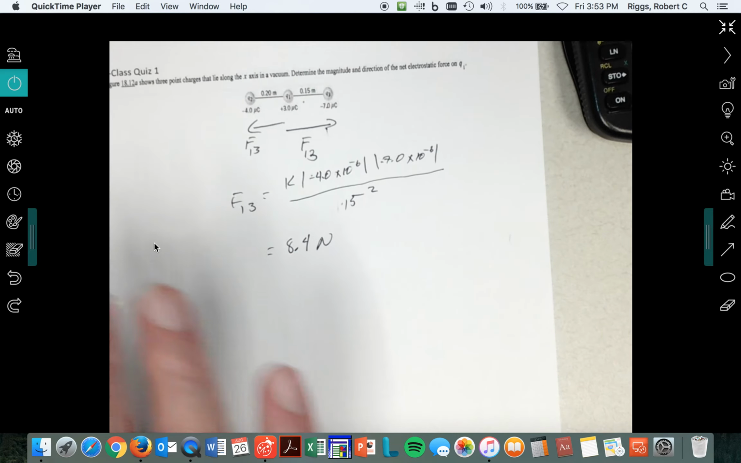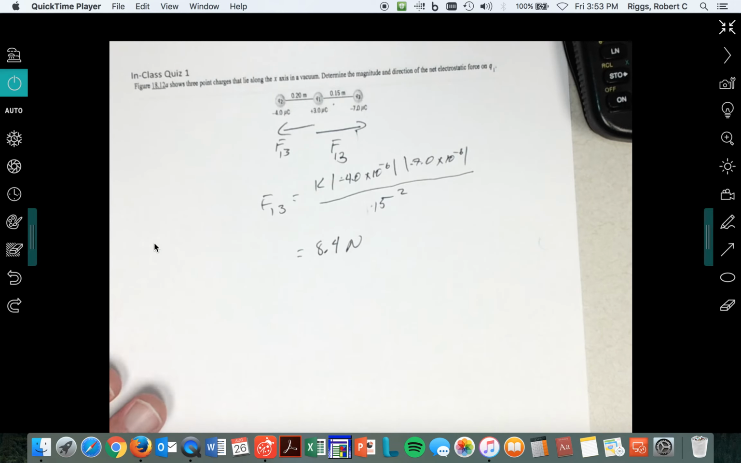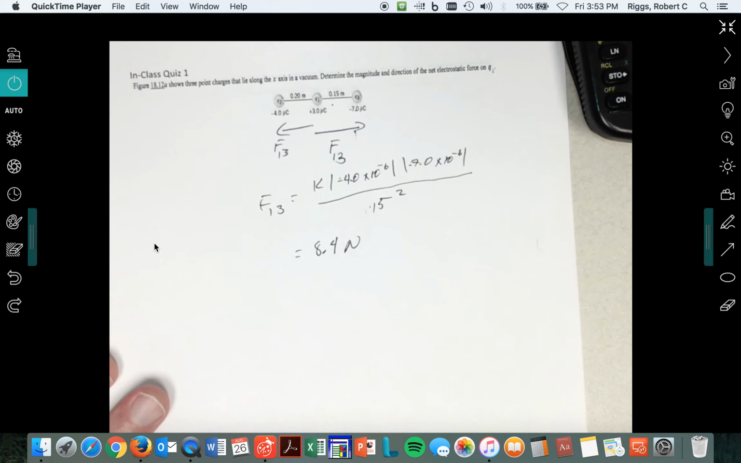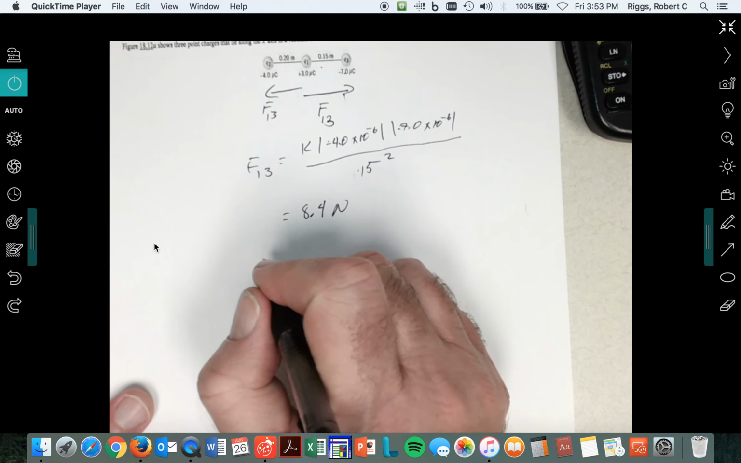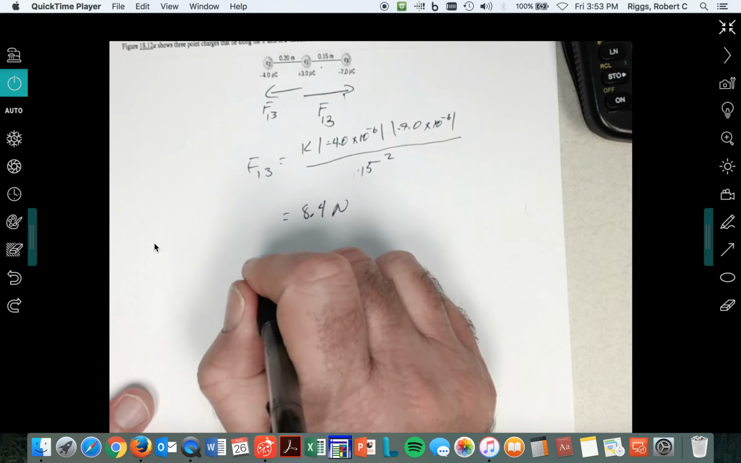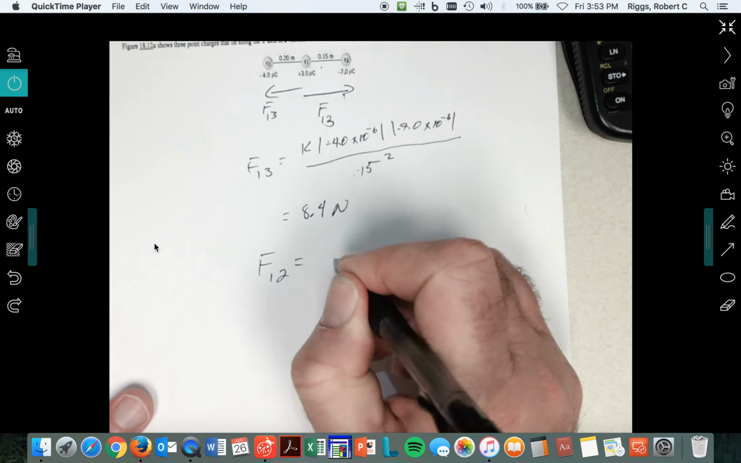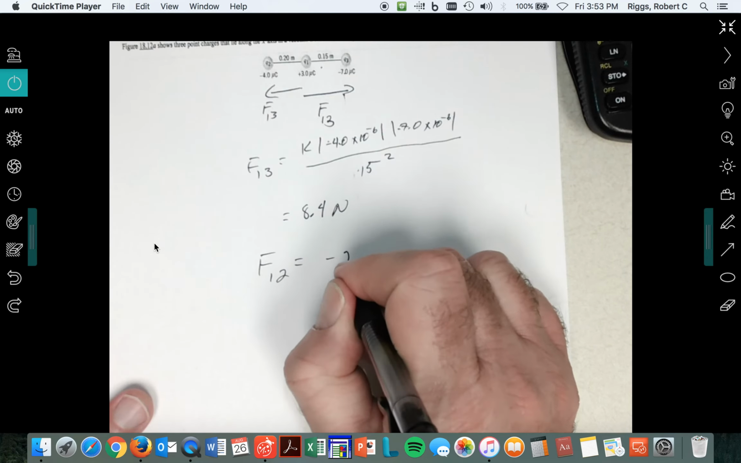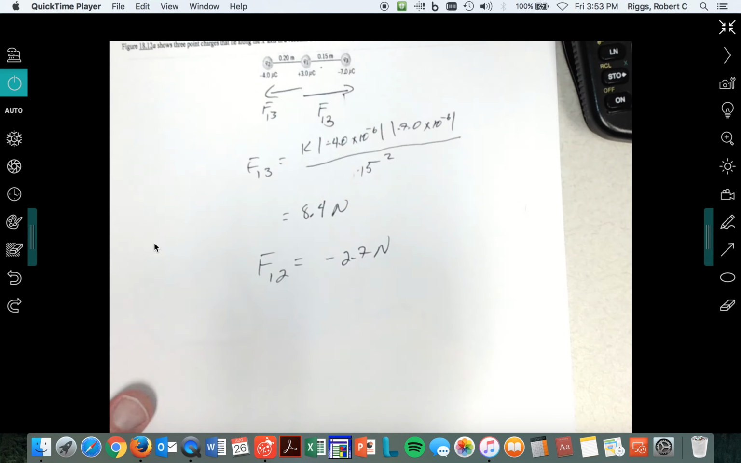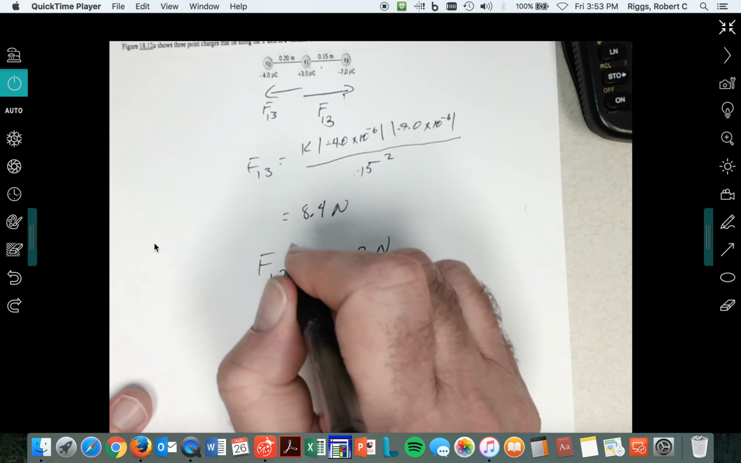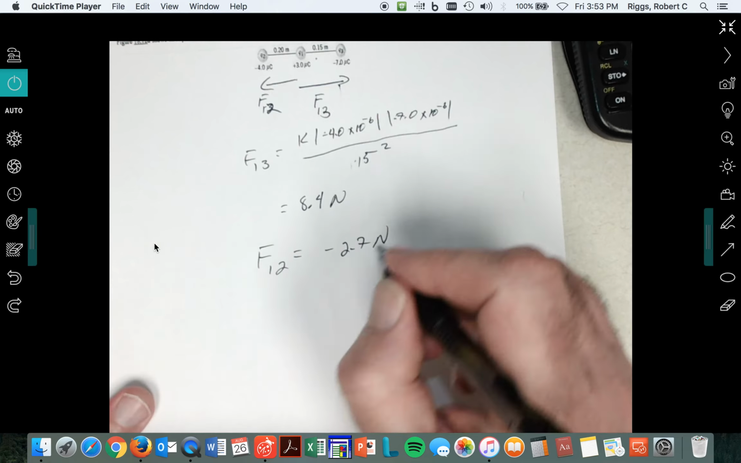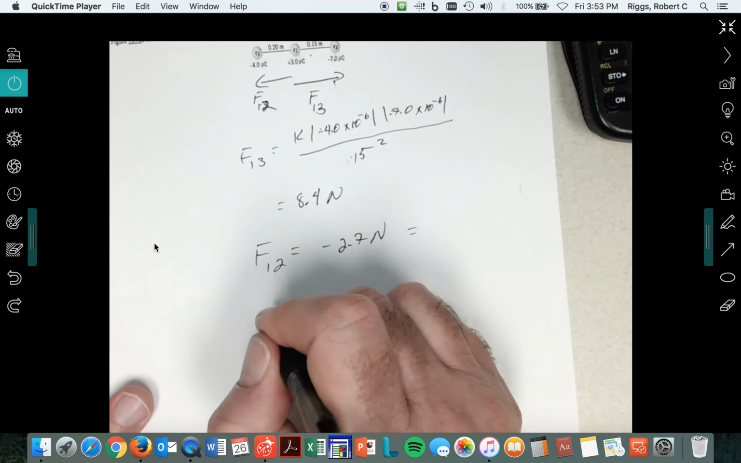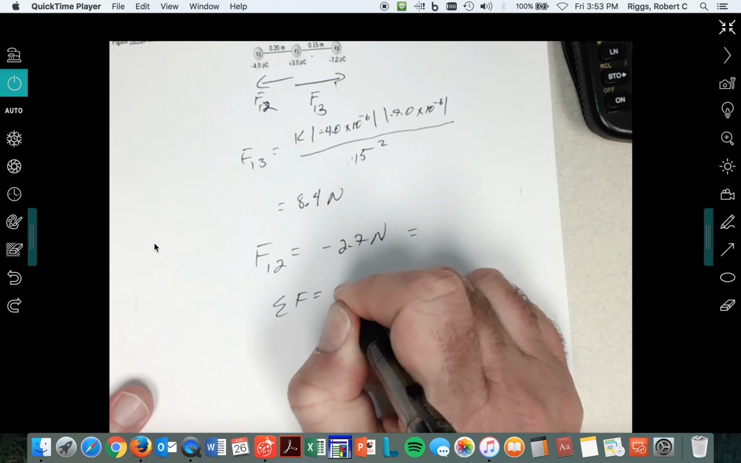Okay? And I had another great question too: why is the electric field newtons per coulomb? I don't get how that works. And I'll show you that in the next video, because this is going to require two videos to go through. And then F12, the force of 1 on 2, we came up with that was negative 2.7 newtons because it was pointing that way. Gosh, dang it. All right, and then we came up with that the sum of the forces was equal to 5.7 newtons.